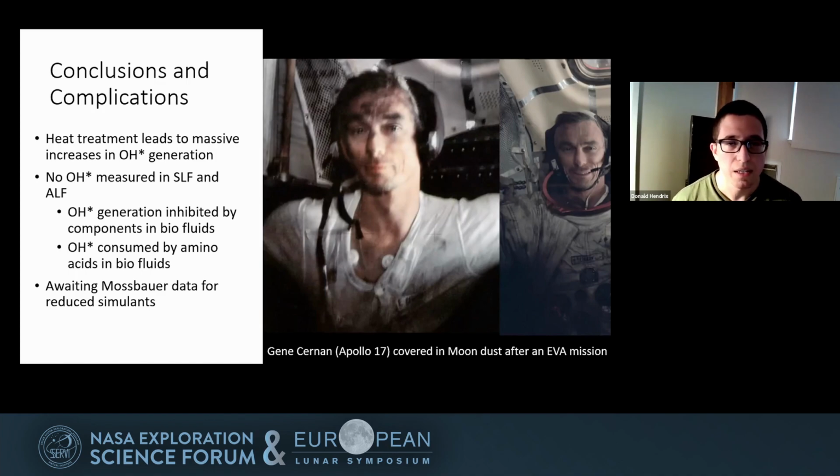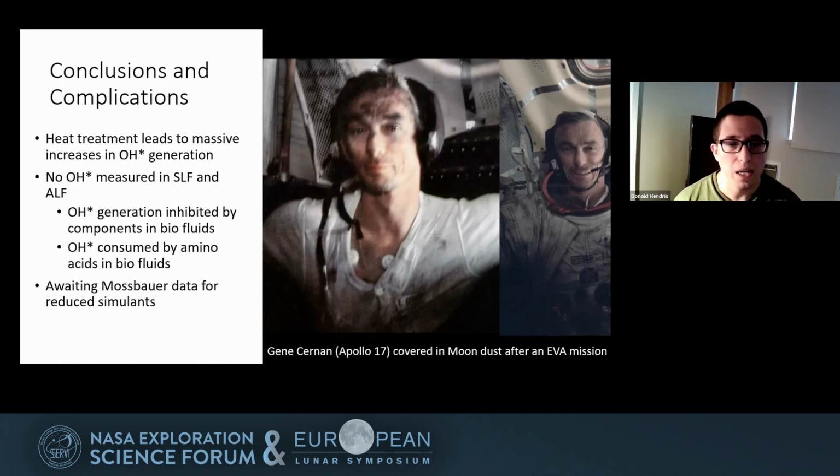It could be there are some components in the biofluids that are preventing OH radical from being made. And there are other components, like the amino acids in the biofluids, that are very rapidly reacting with the OH radical. And therefore we're not able to measure it, because the DMPO reaction with the OH radical is much slower than that of the OH radical and the amino acid.